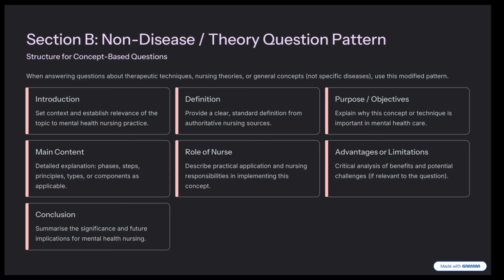After that, we will discuss non-disease conditions, or the theory question pattern. First you have to write introduction, definition, purpose. Then the main content: if the question asks for phases, steps, principles, types, components or applications, that content should be in the main content. After that, role of nurse, advantages and limitations, and conclusion. This is the format. Take a screenshot or write it on paper, keep a book aside and write the format clearly so that you'll have a clear idea by the end of this video.